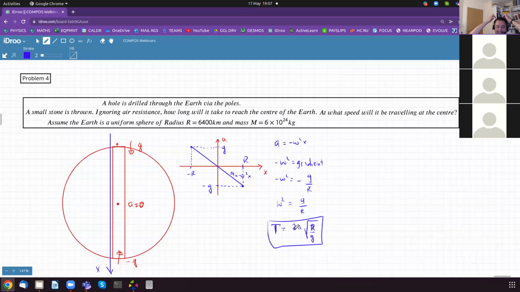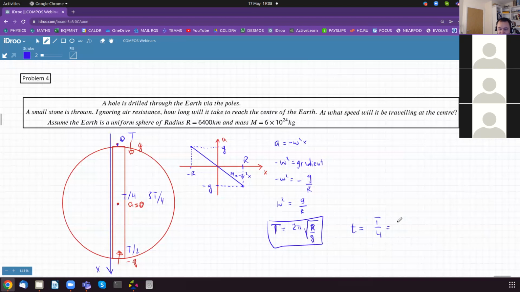So the stone will perform simple harmonic motion from top to bottom. It will just go back and forth. It's like an oscillator system. Of course, yes, Adam, well done. It's T over 4. So if we start at 0, this is T over 4, then it's T over 2, then it's 3/4 T, and then finally it's T. So the time it takes to reach the center of the planet is going to be T over 4.